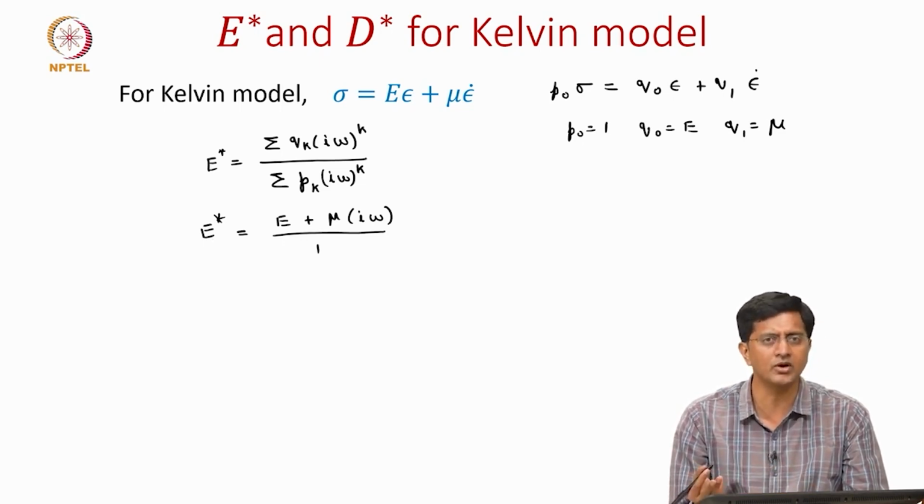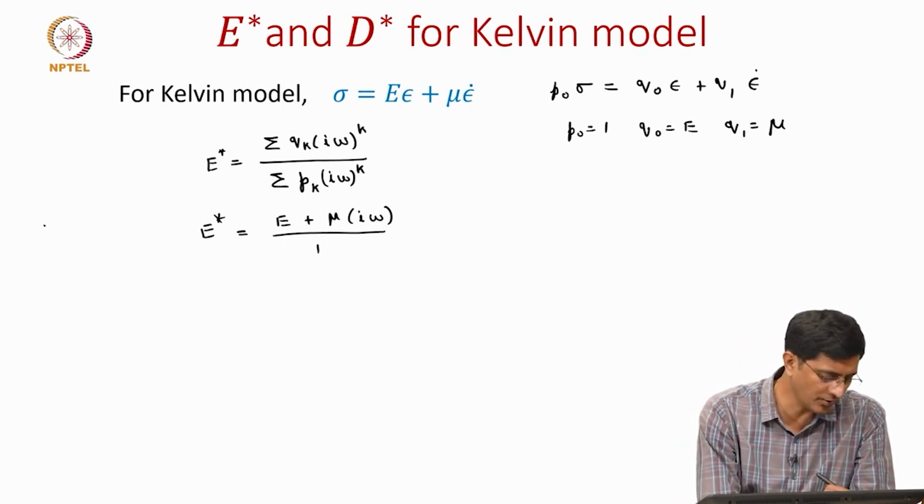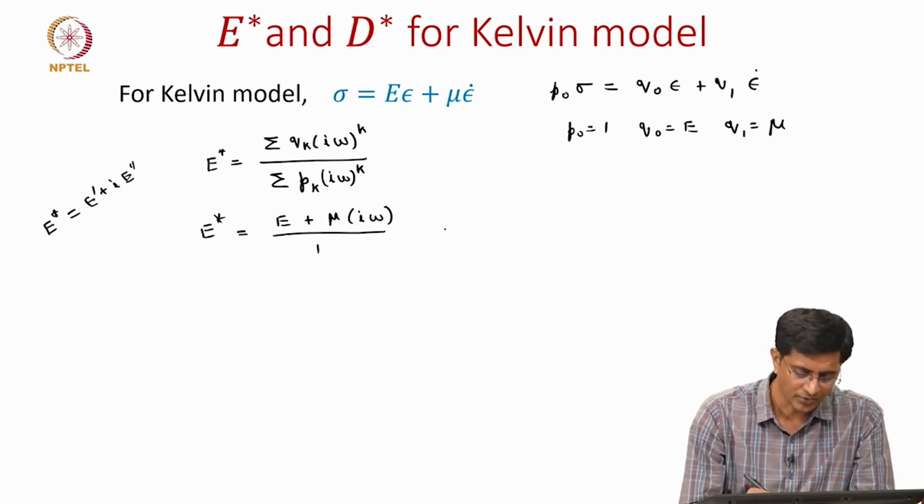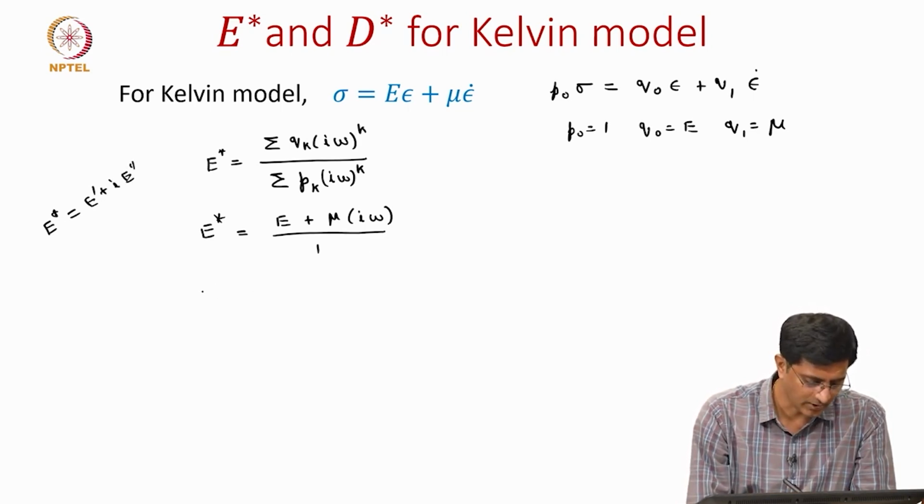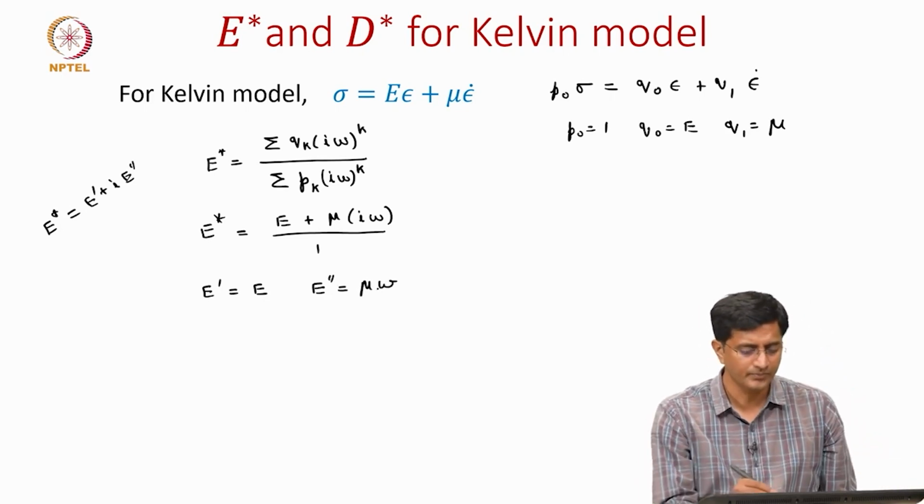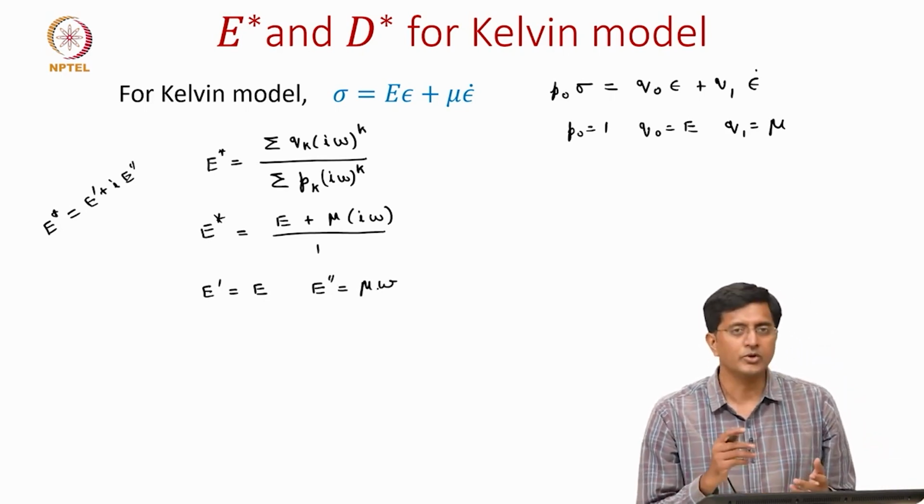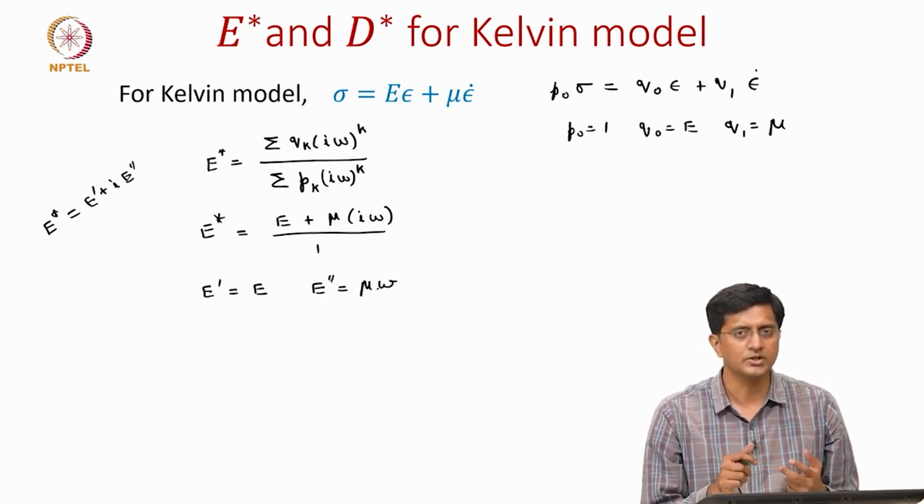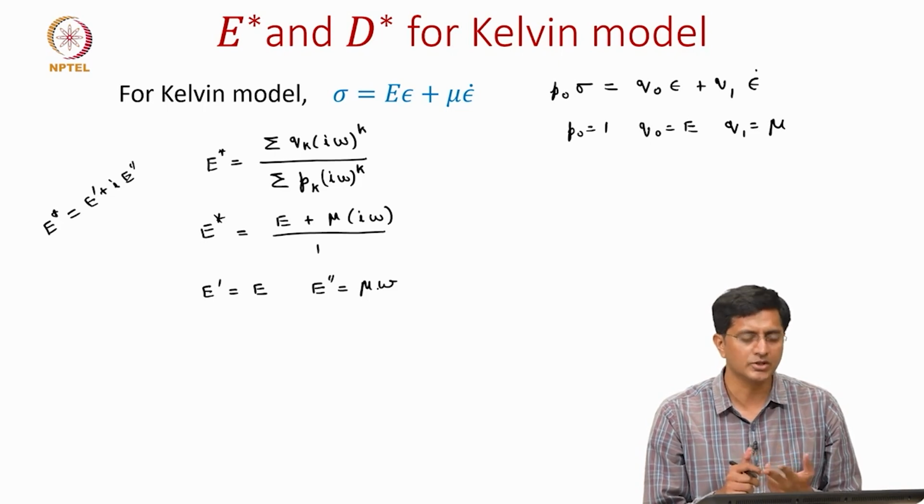what are the storage and loss modulus, which is pretty straightforward, because we know E star is simply the storage modulus plus I times the loss modulus. So, from here I should be able to write E star equals E and the loss modulus is mu omega. Okay. So, now we are able to show the complex modulus, both storage and the loss modulus.